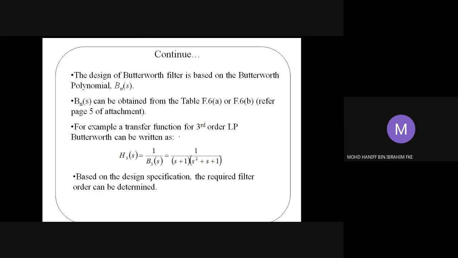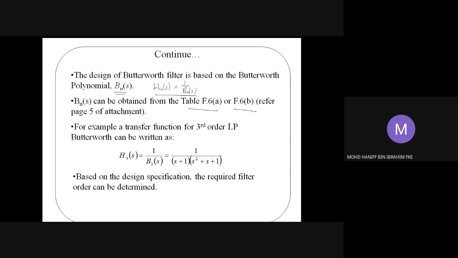So the design of the Butterworth filter, as I mentioned before, will depend on the Butterworth polynomial, B_n(s), because from the previous page we understood that the normalized transfer function is given by 1 over B_n(s). And B_n(s), the Butterworth polynomial, can be obtained from table F6a or table F6b. Both are the same, just different in terms of the arrangement of the information.